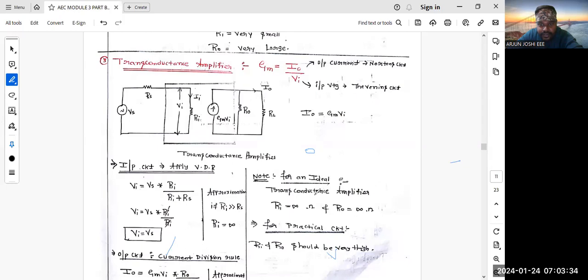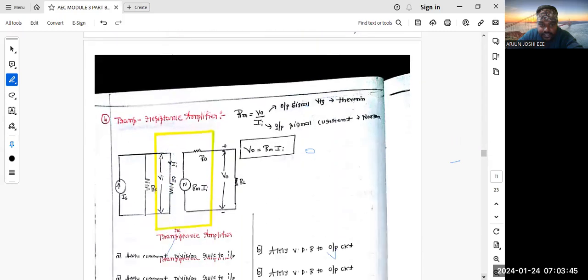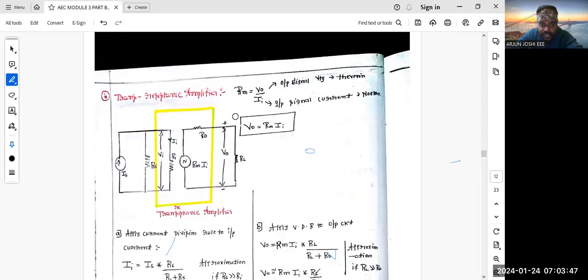For an ideal transconductance amplifier, Ri is infinite and R naught is infinite. For practical, we should take higher values. Okay. Next, for transresistance: Rm is equal to V naught divided by II. For V naught we should apply Thevenin's theorem, and for II we need to apply Norton's theorem.